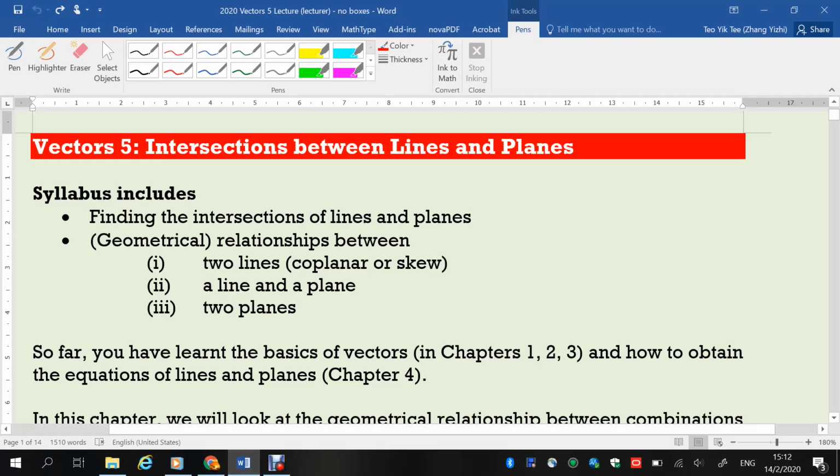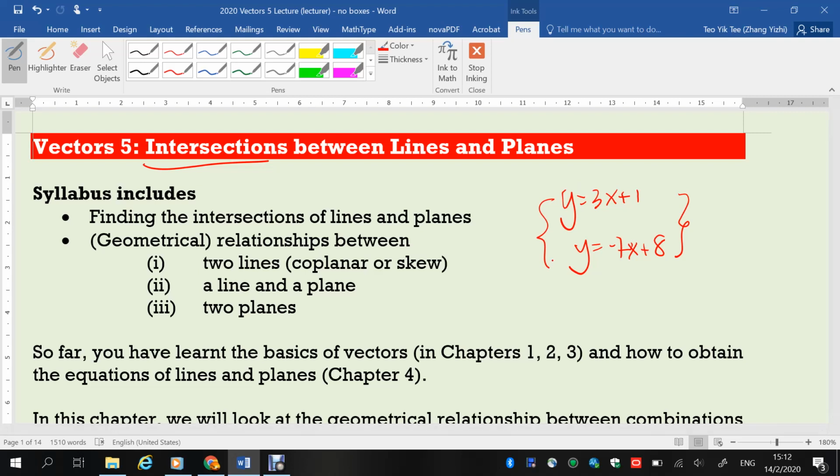In chapter 5, we're going to deal with the intersection between lines and planes. The first concept that I need you to understand is the keyword here: intersection. When we talk about two lines in secondary school, for example, y equals 3x plus 1 versus y equals minus 7x plus 8, if I ask you for the intersection between these two lines, what will you do? You equate the two lines together, and that will produce your point of intersection.